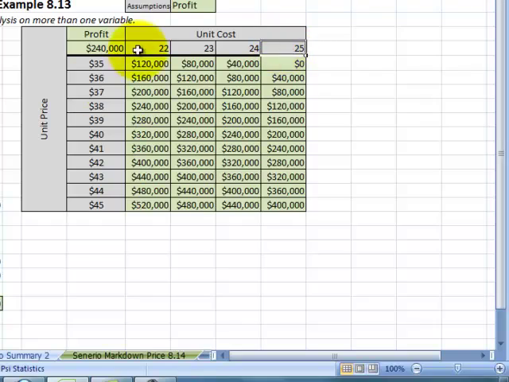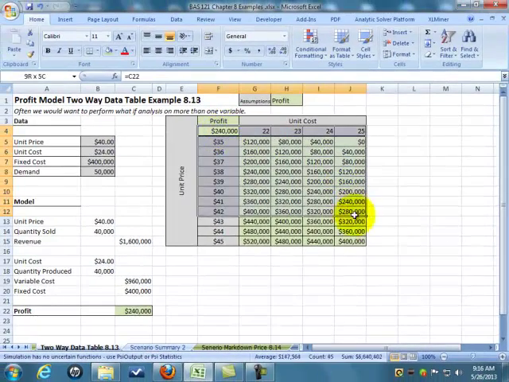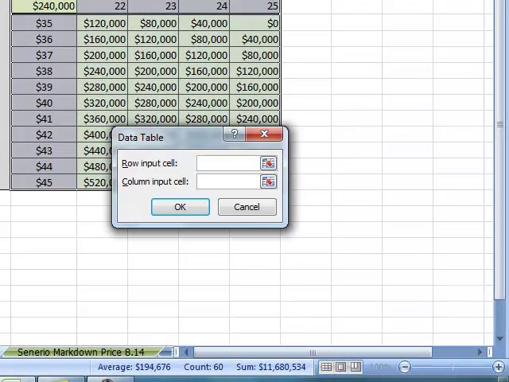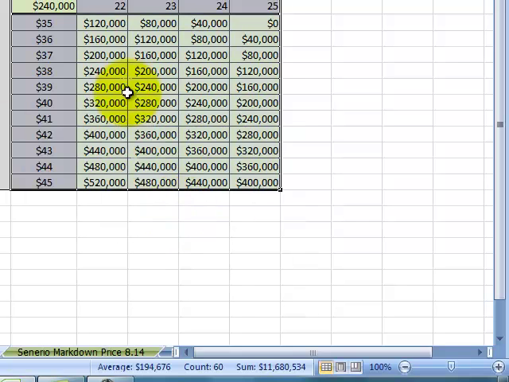Now, this is where it gets very powerful. If I just highlight this area, and then I go up here to Data, and I say What-If, and I say give me a data table, okay? And it's going to say what are my row inputs? Well, those are my unit costs. And what are my column inputs? Those are my unit price. And I say okay. It automatically gives me this table like this.